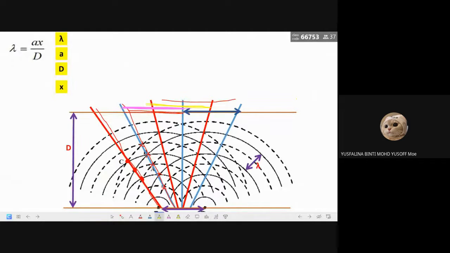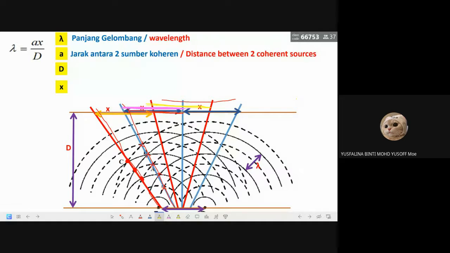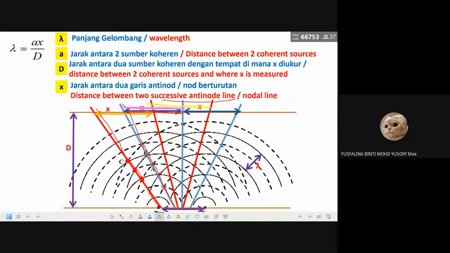Okay, so that's the formula. If you want to find lambda, a, x, or d, that depends on the question.